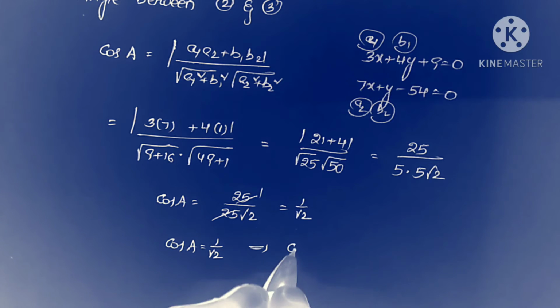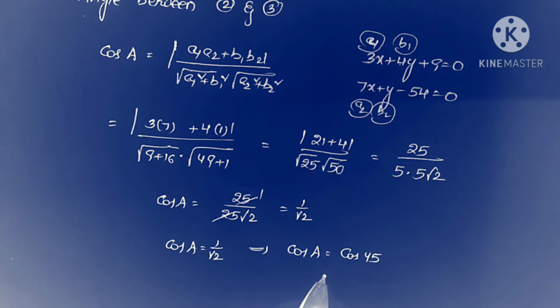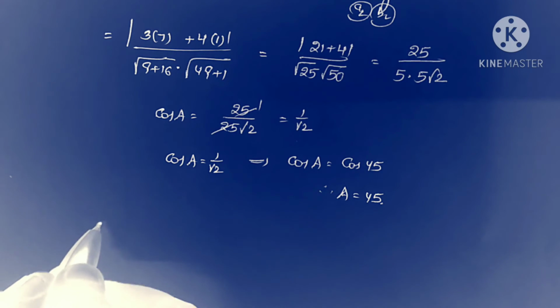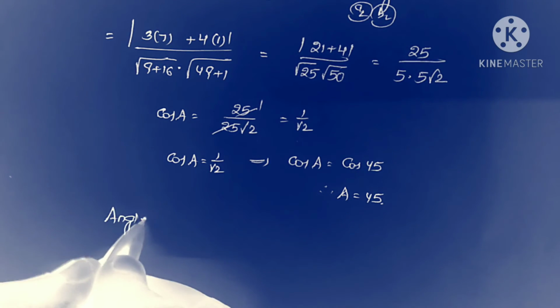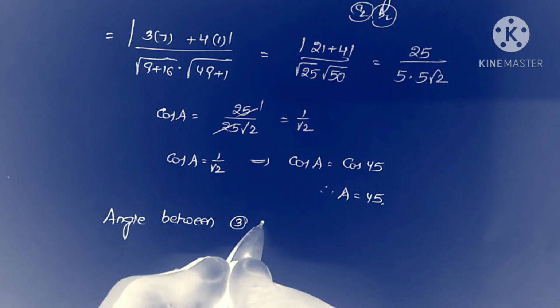Then again, A value is equal to cos 45. Cos A is equal to cos 45, then A is equal to 45. So one angle is equal to 45, second angle is equal to 45. Now finding the third angle: angle between 3 and 1.